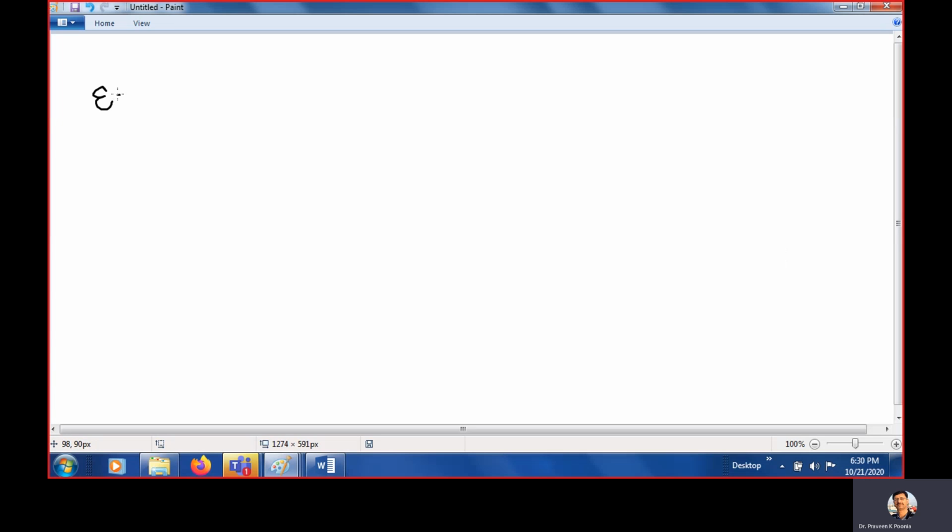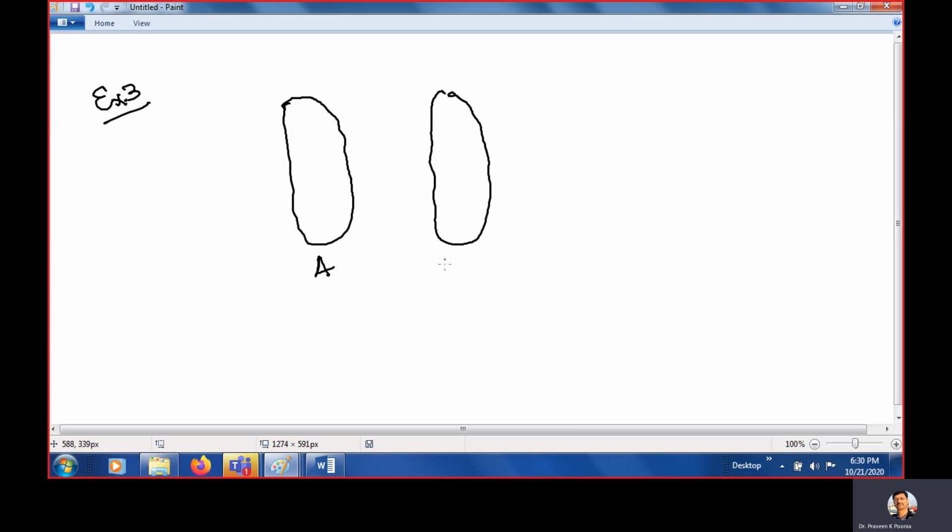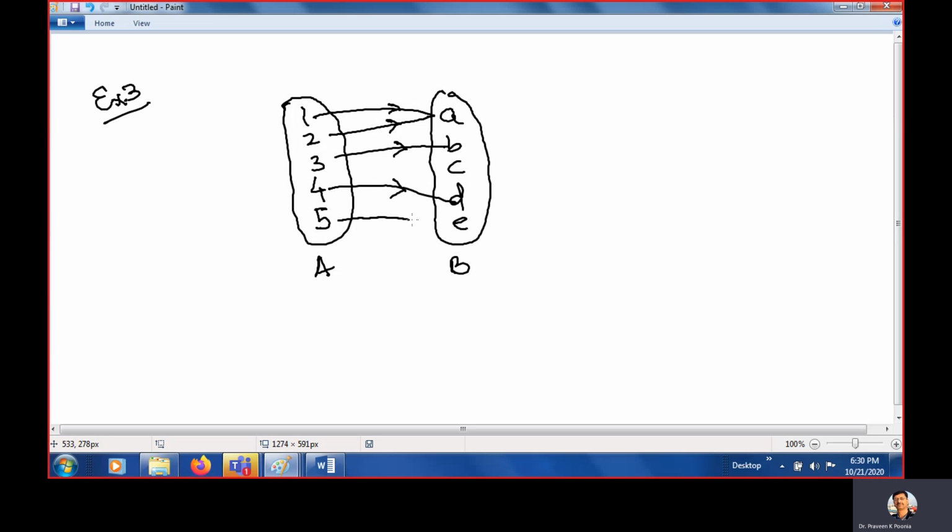This is example number three, and let us take the set A and the set B. Clear? So this is 1, 2, 3, 4, 5, and A, B, C, D, E. Look, one is connected with A, two is connected with A, three is connected with B, four is connected with D, and five is connected with E. Now the question comes whether it is a function or not a function. Clear? So let us check.